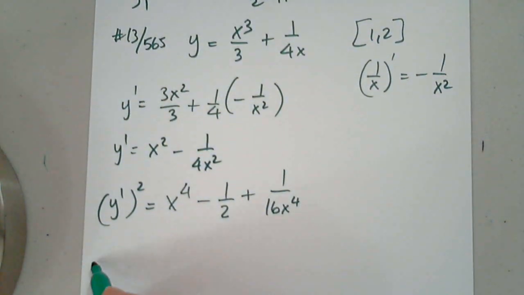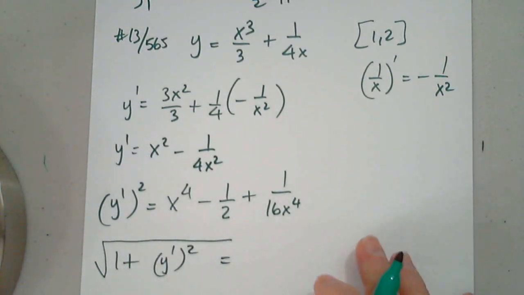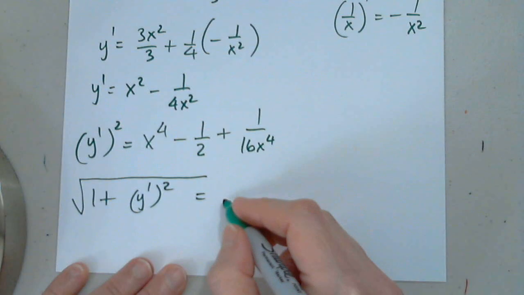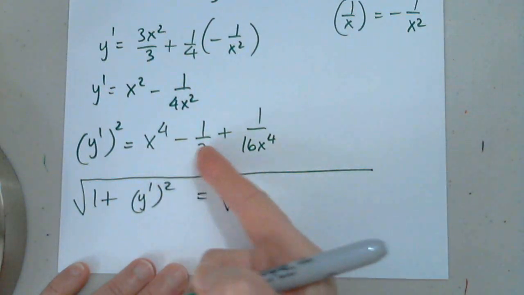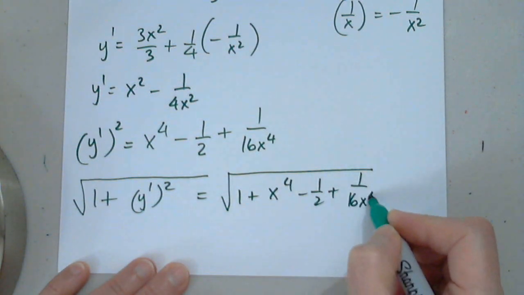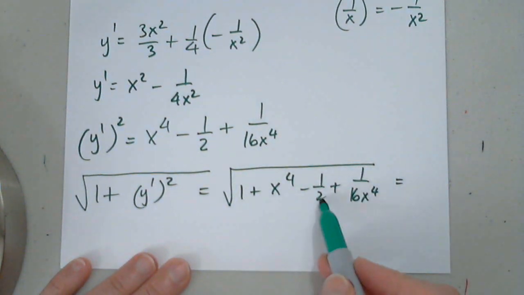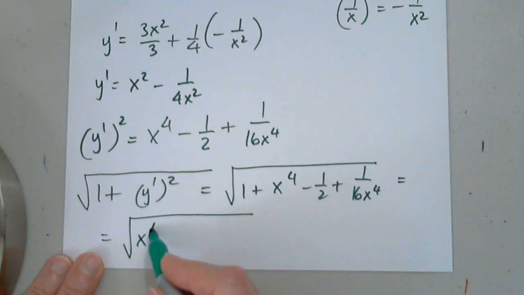Now let's also prepare the 1 plus y prime squared. So that will be the square root of 1 plus all this: x to the 4th minus 1/2 plus 1 over 16 x to the 4th. 1 minus 1/2 will be 1/2. And I hope you notice what happens here.